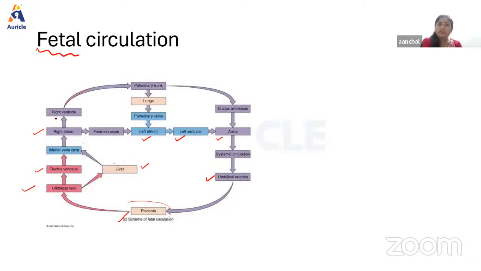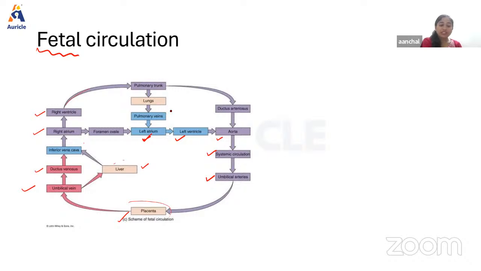And some amount of blood passes to the right ventricle, then from the right ventricle to the pulmonary trunk, then to the lungs. As we know, the lungs here are non-functional, then from the pulmonary vein back to the left atrium, and finally to the aorta. Then from the aorta to the systemic circulation, and from the systemic circulation to the umbilical vessels.